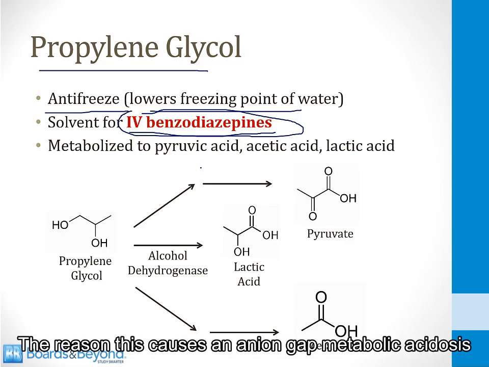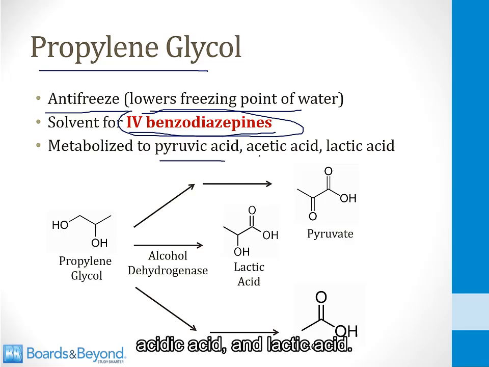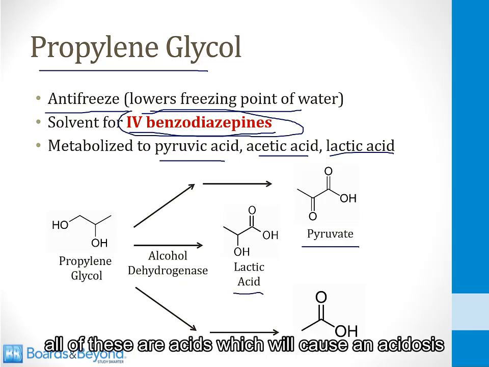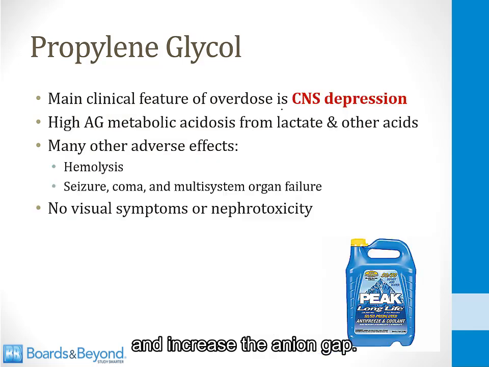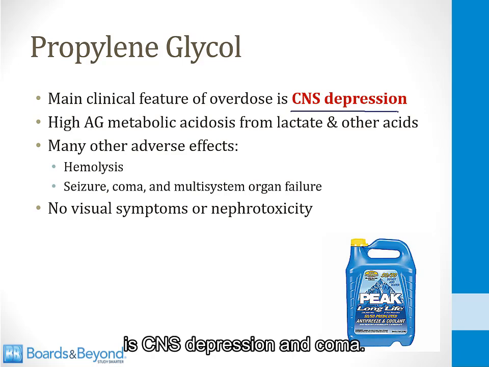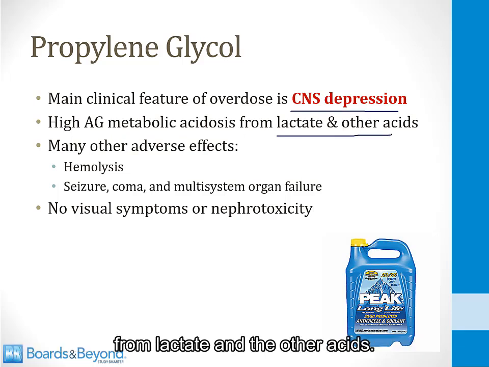The reason this causes an anion gap metabolic acidosis is because it's metabolized to pyruvic acid, acetic acid, and lactic acid. I've shown all their structures on the screen here. All of these are acids which will cause an acidosis and increase the anion gap. The main clinical feature of propylene glycol poisoning is CNS depression and coma. The patient will have a high anion gap metabolic acidosis from lactate and the other acids.